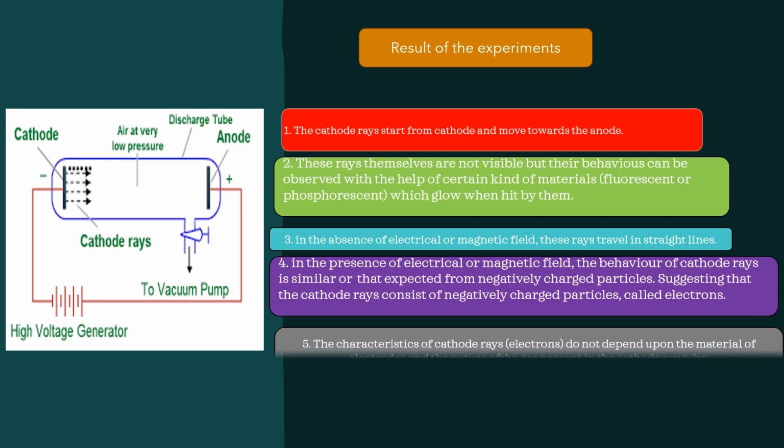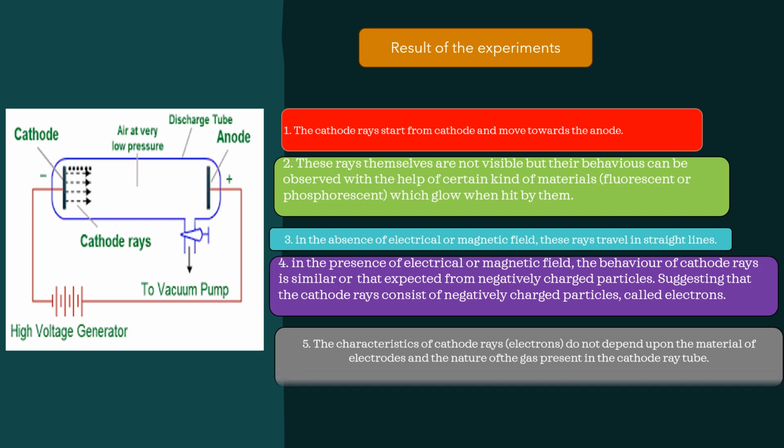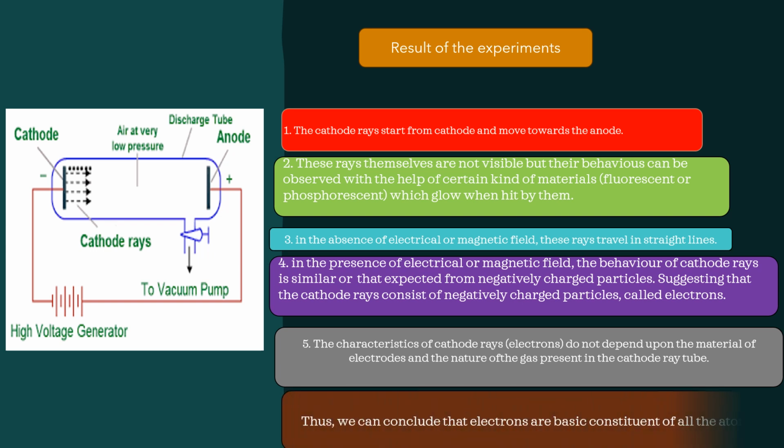The final one is that the characteristics of cathode rays do not depend upon the material of the electrodes and the nature of the gas present in the cathode ray tube. Thus we can conclude that electrons are a basic constituent of all atoms.